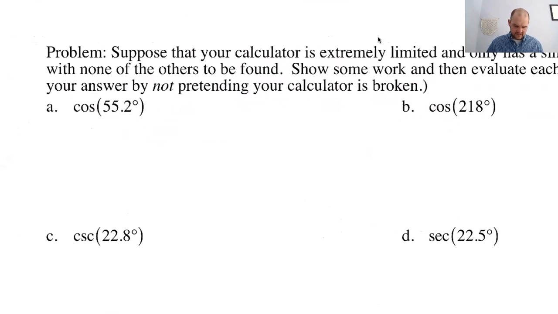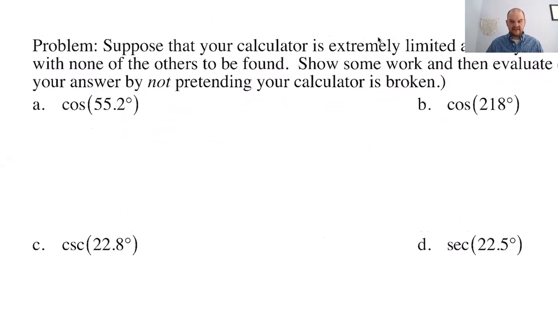So I need to be able to go from cosine to sine. So I'm going to say that the cosine of x is equal to the sine of 90 minus x. So this should be 90 degrees minus 55.2. I'm just going to use a calculator anyway. I'm going to leave that, which is something that you do from time to time.